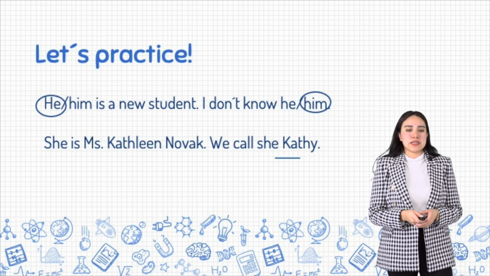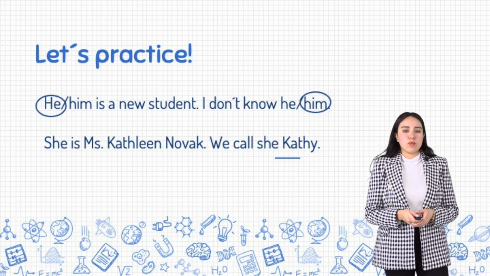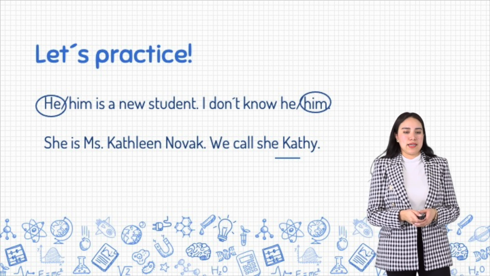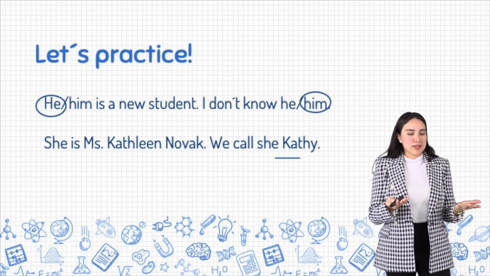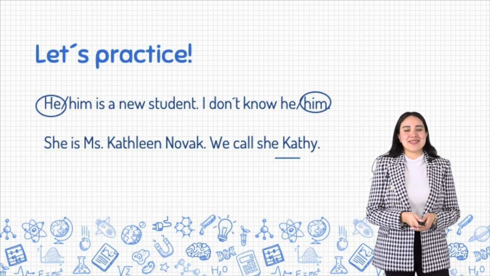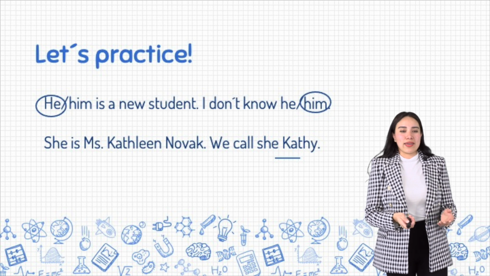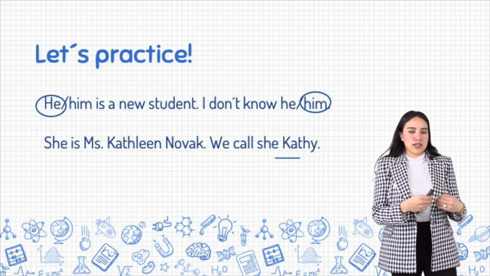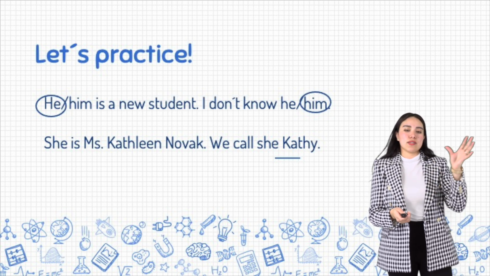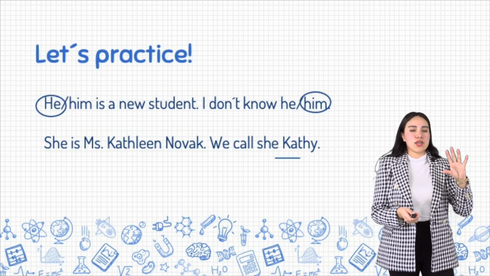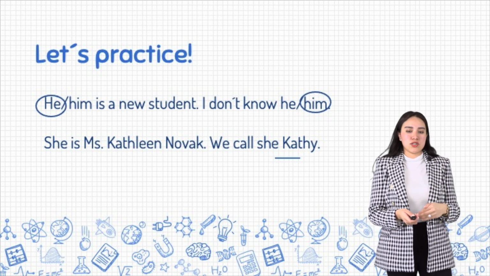We have, she's Mrs. Kathleen Novak. We call she Katie. So where is the mistake? The mistake is here: she. Why? Because she is receiving an action. So remember that we're gonna change this word and we're gonna use her instead of she.